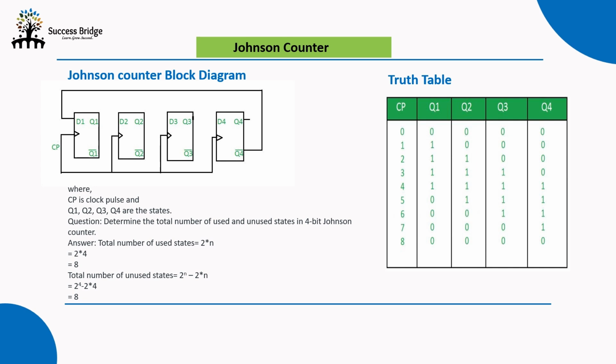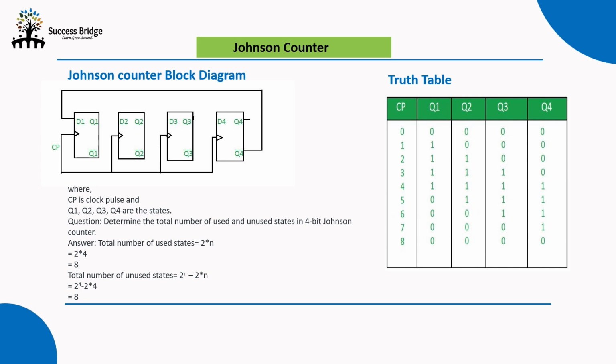Likewise, we can see the truth table of this 4-bit Johnson counter. 4 bits means Q1, Q2, Q3, Q4 are the states. Initially the state is 0 0 0 0. Then we apply the first clock cycle and it becomes 1 0 0 0. The last bit Q4 is 0 and is inverted from 0 to 1. That 1 is fed back to the first flip-flop, so Q1 is 1.